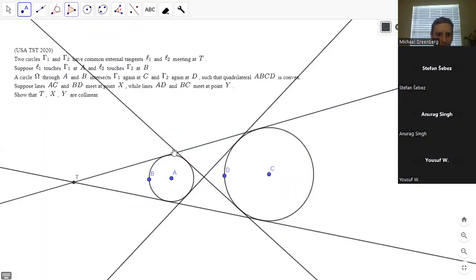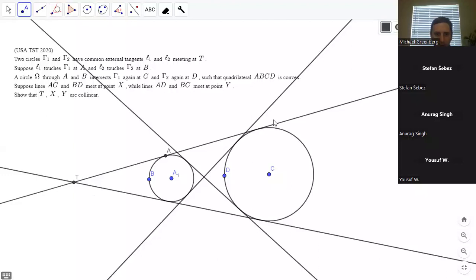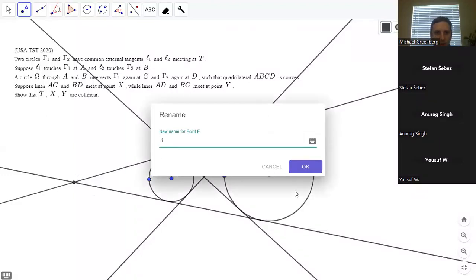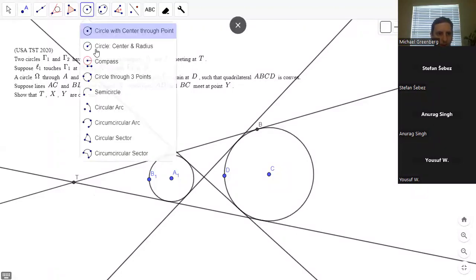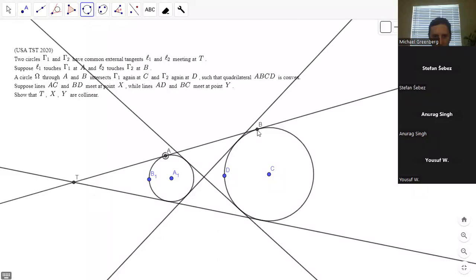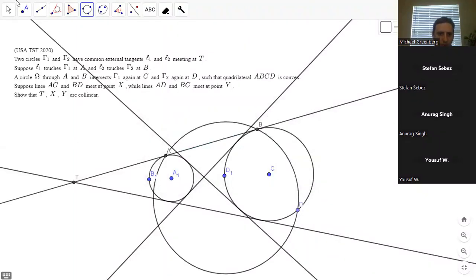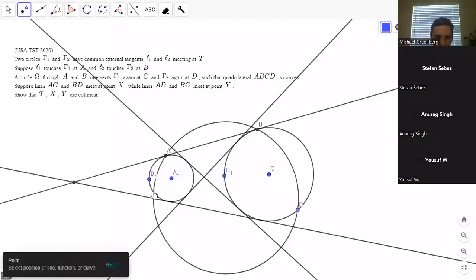And then we want this to be A, and this should be B. A circle through A and B intersects the first circle again at C, another at D. So this would be D, this would be C.